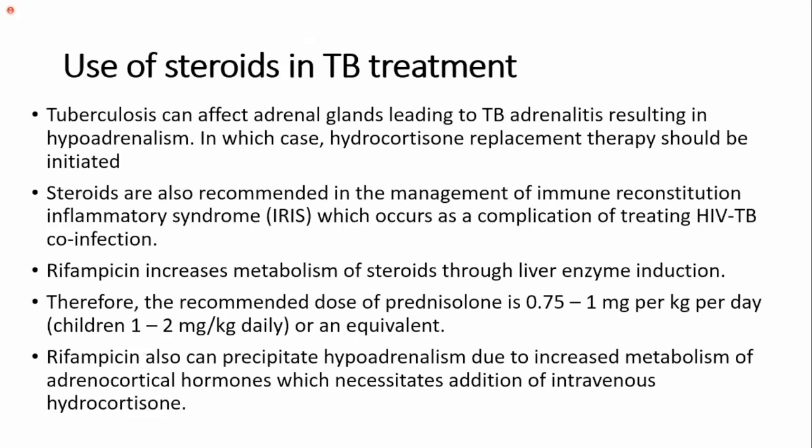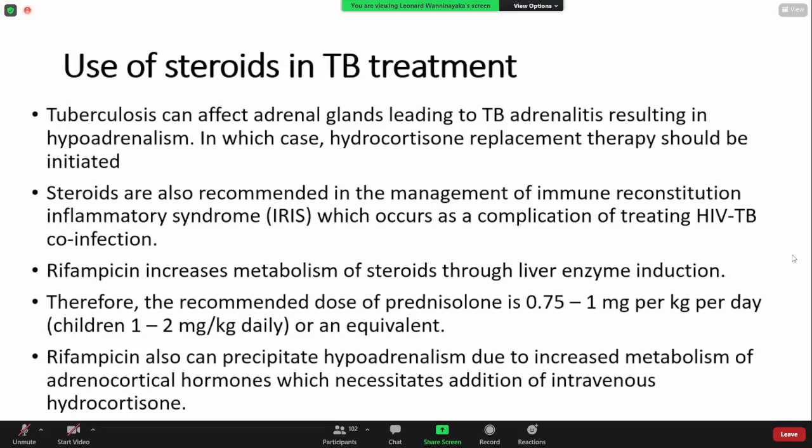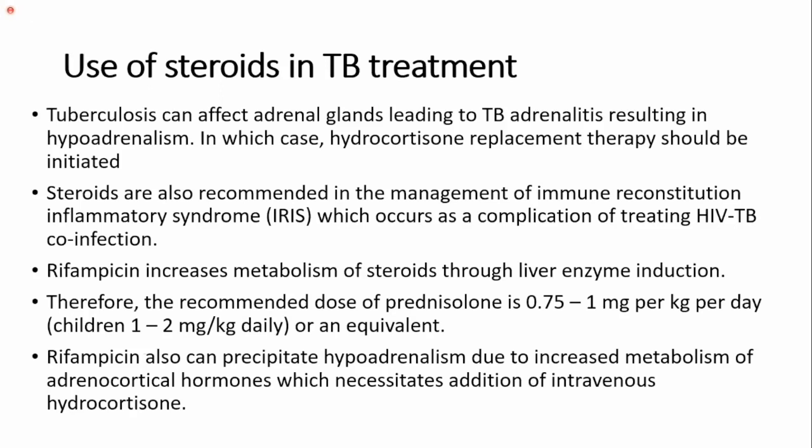And tuberculosis itself can sometimes affect your adrenal gland, and that can cause TB adrenalitis. Therefore, you will have less adrenal hormones, resulting in hypoadrenalism. In such a scenario, of course, you will have Addison's disease, so you will use hydrocortisone replacement. You are having Addison's disease due to tuberculosis. Then sometimes when you are treating tuberculosis in a patient with retroviral illness, when you are treating both conditions, you get this syndrome called immune reconstitution inflammatory syndrome, or we call it IRIS. So if a patient is having IRIS also, there is a place for steroids in the treatment of TB.